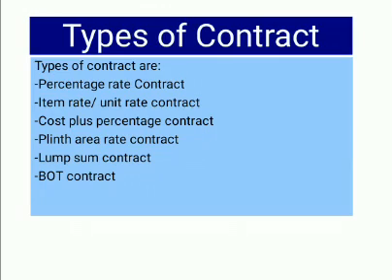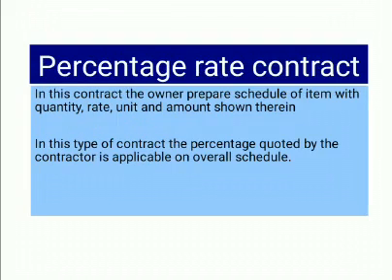We discuss percentage rate contract, item rate or unit rate contract, cost plus percentage contract, plinth area rate contract, lump sum contract, and BOT contract. BOT stands for build, operate and transfer contract. So first we discuss percentage rate contract.